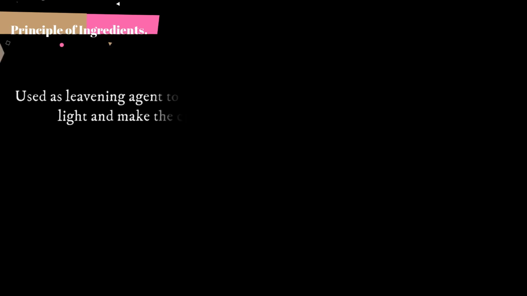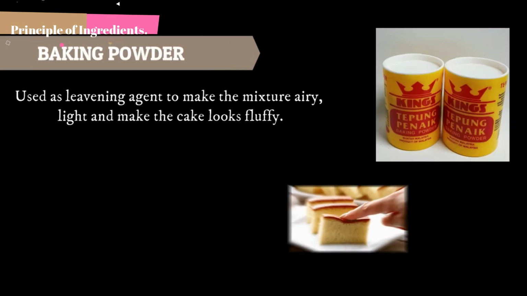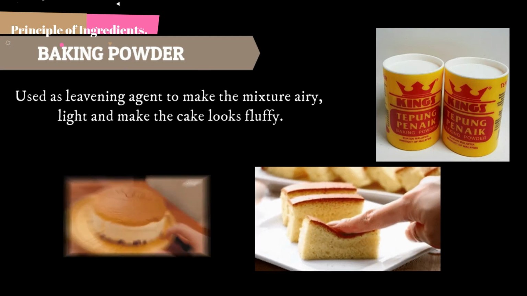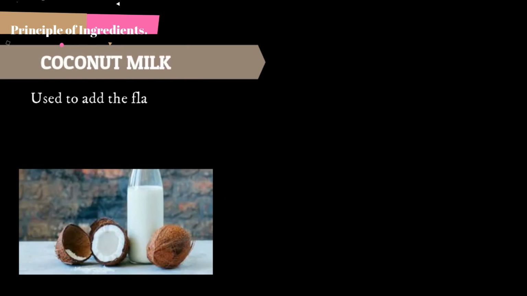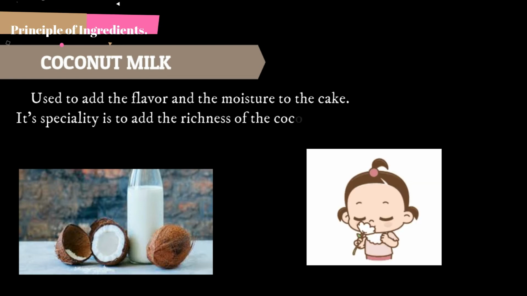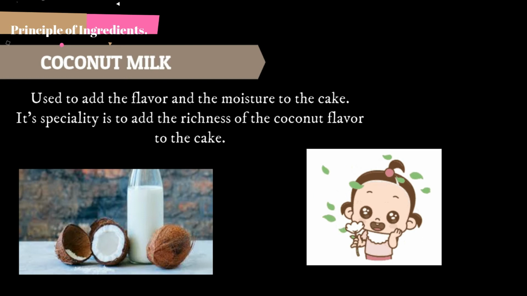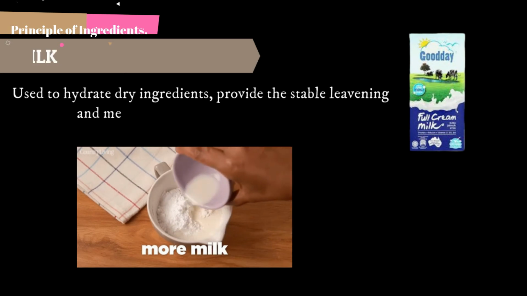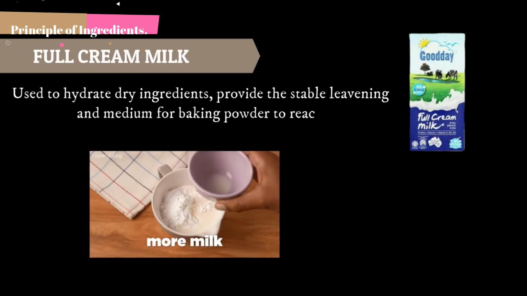Baking powder is used as a leavening agent to make the mixture airy and light. It also makes the cake look fluffy. The coconut milk is used to add flavor and moisture to the cake. Its specialty is to add the richness of the coconut flavor to the cake. Full cream milk is used to hydrate the dry ingredients and provide the steam for leavening and a medium for baking powder to react.